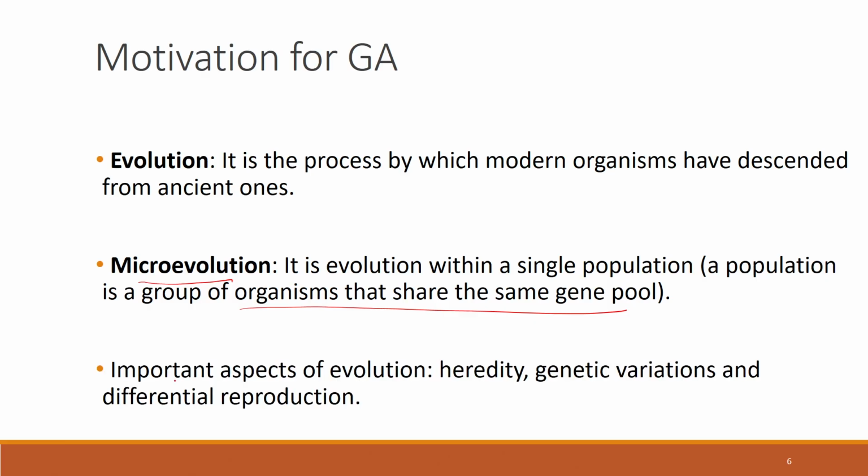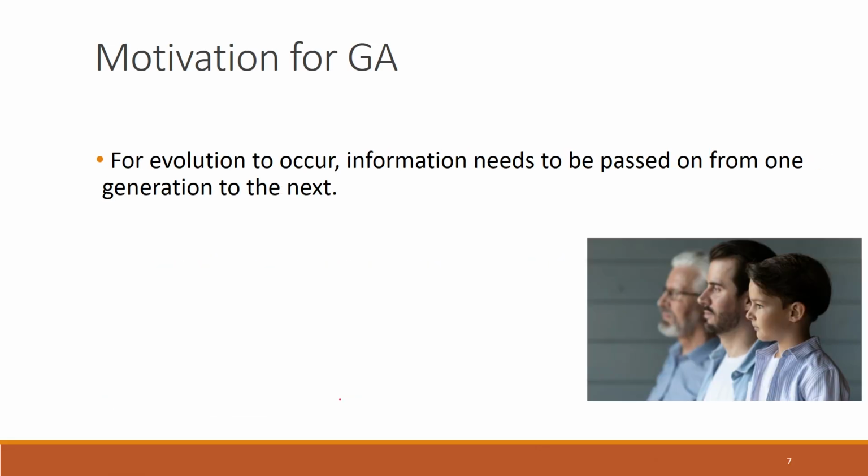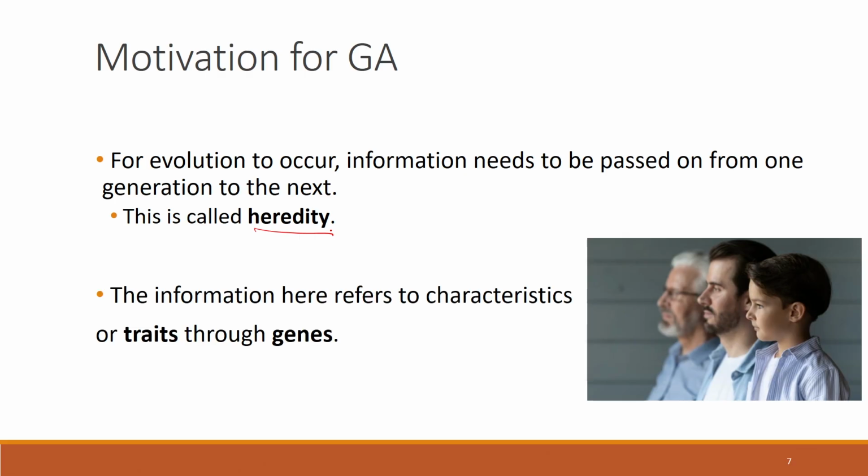And there are very important aspects of evolution such as heredity, genetic variations, and differential reproduction. So we will see them one by one. What do these mean? For evolution to occur, the information needs to be passed on from one generation to the next. This is called heredity. The information here refers to characteristics or traits through genes.